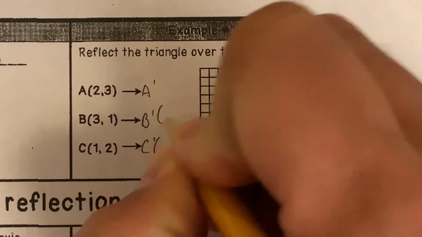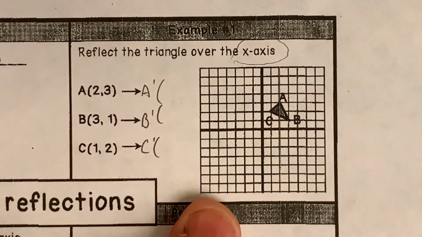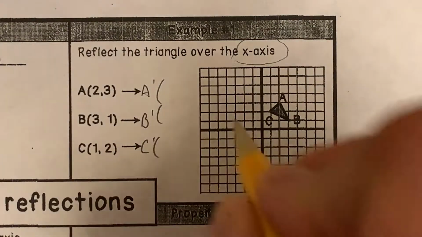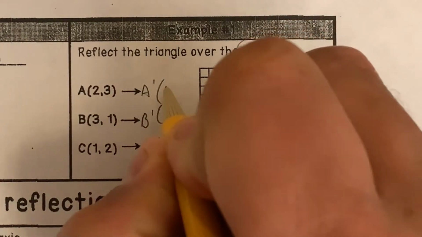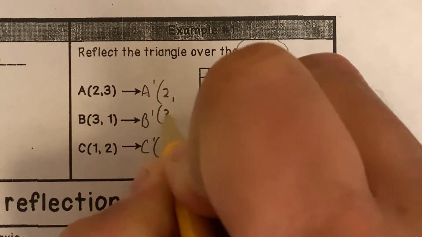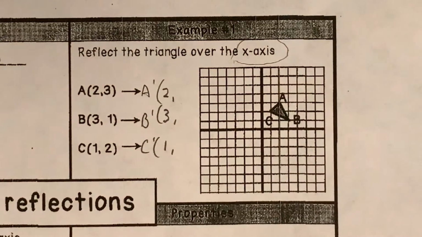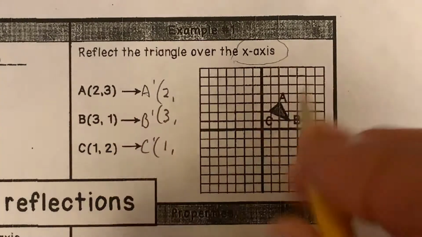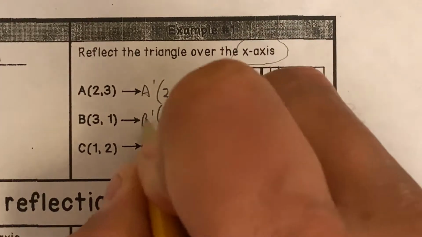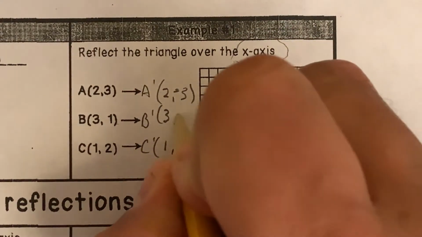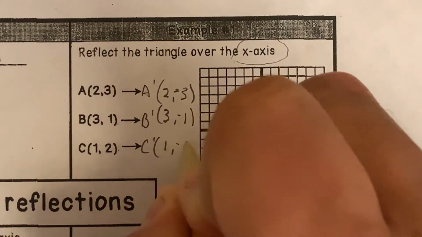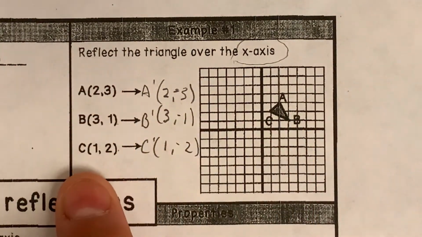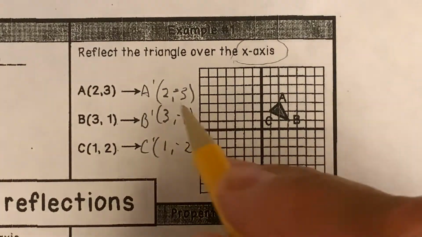Notice it's very hard to fit these little primes on this tiny grid, but I'll try to do it on the bigger homework ones on the bottom. So the x's are all the same: 2, 3, and 1. We're going to multiply all the y's by -1. So -1 times 3 is -3, 1 times -1 is -1, and 2 times -1 is -2. The pre-image is already graphed for us, so we're going to go ahead and plot this one now.